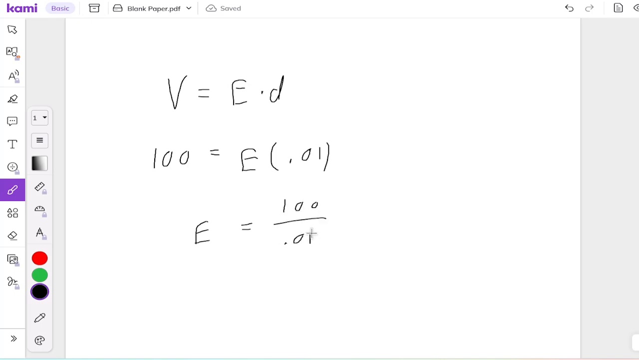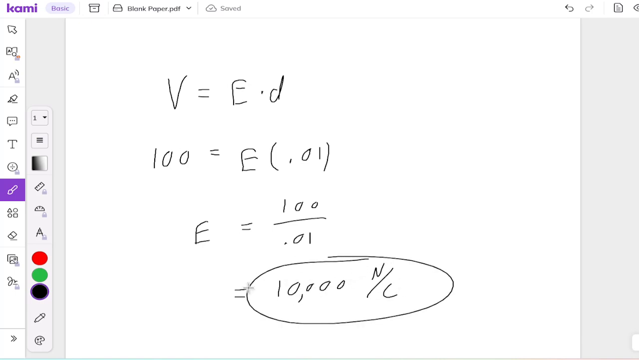By the way, if they did ask for electric field, the easiest way to solve that is to say V equals E times D. Voltage was 100. The distance was 0.01. And electric field would just be 100 divided by 0.01, giving me 10,000 units, or newtons per coulomb.